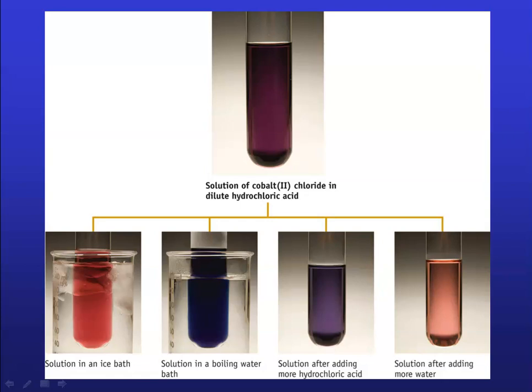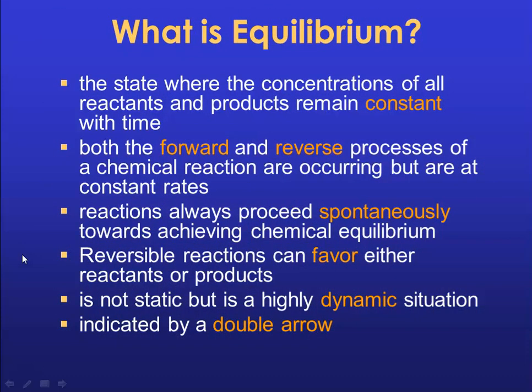We can also see a change when we add different components of the mixture because the cobalt 2 chloride is found as a hydrate in its solid form. So when you add more hydrochloric acid to it, you see it go more toward the purplish bluish side. And when you add more water to it, you see it go back towards more of the pinkish side. Equilibrium, all of these changes are due to equilibrium.